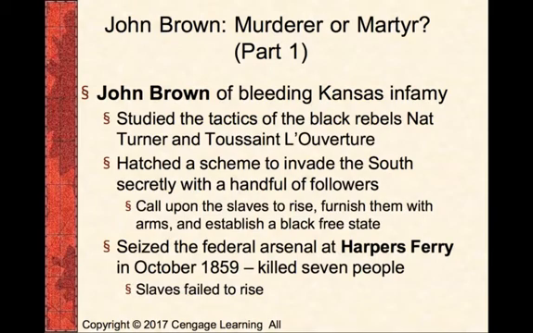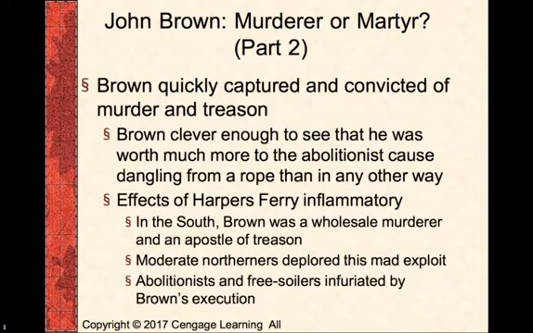And so John Brown's rebellion was quickly put down when U.S. Marines, under the command of Lieutenant Colonel Robert E. Lee, captured them. Brown was captured and convicted of murder and treason. And he was clever here to see that his worth was much more to the abolitionist cause dangling from a hangman's rope than in any other way. And so he's executed by the federal government for this raid on Harper's Ferry, but his name becomes nationally known. His sacrifice for the abolitionist cause becomes nationally known.